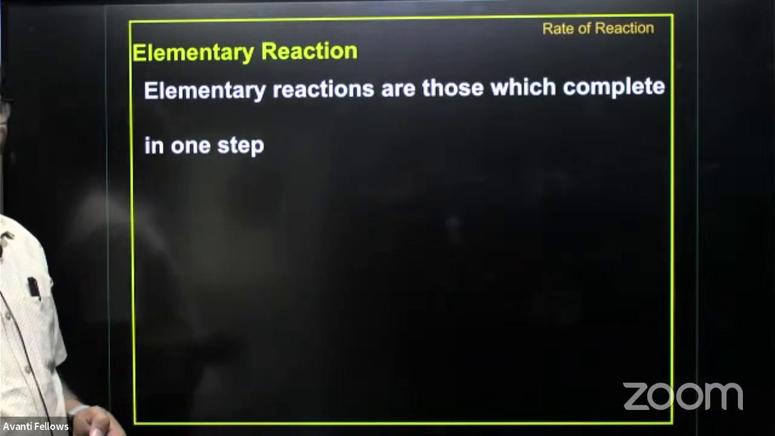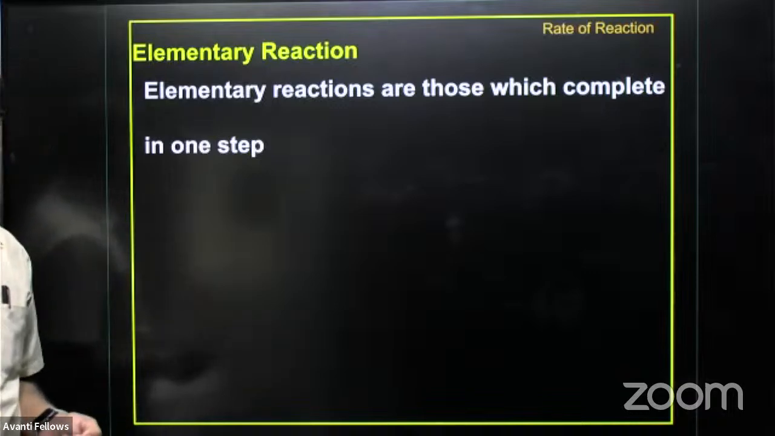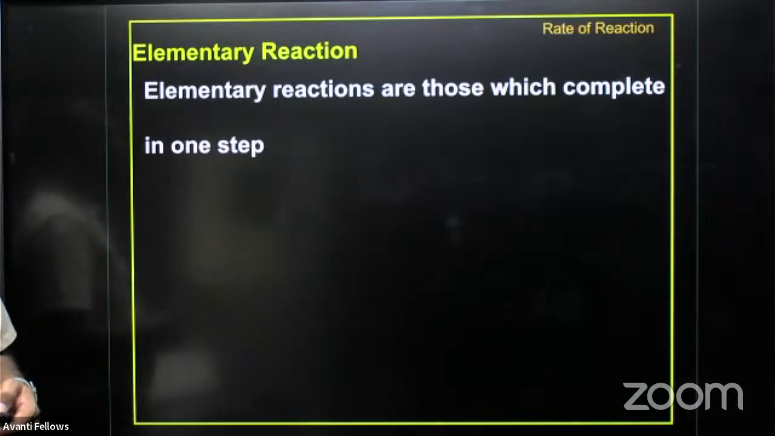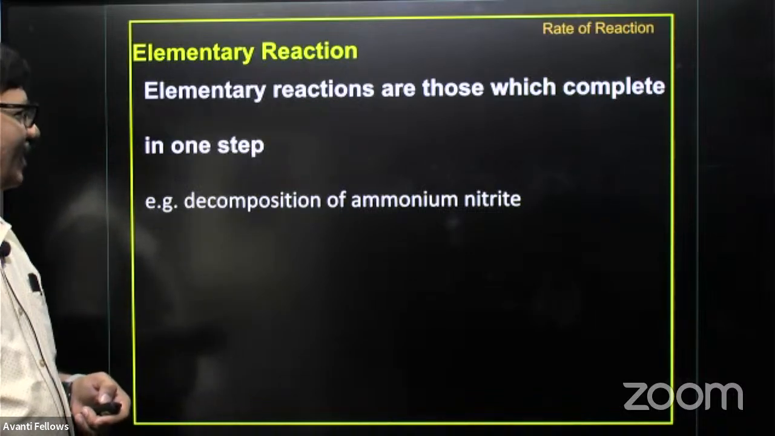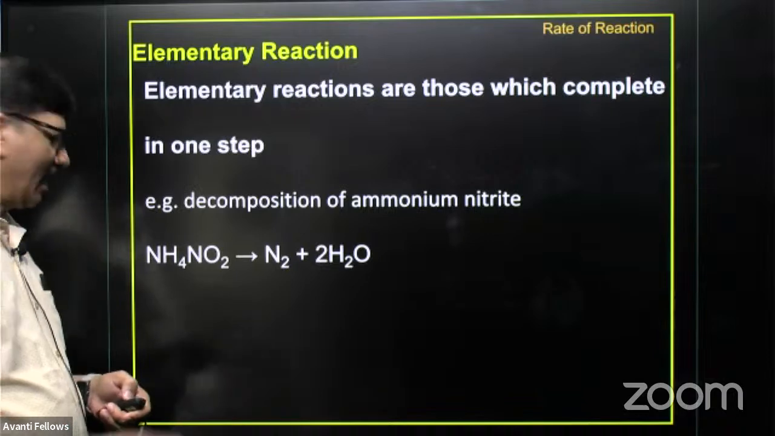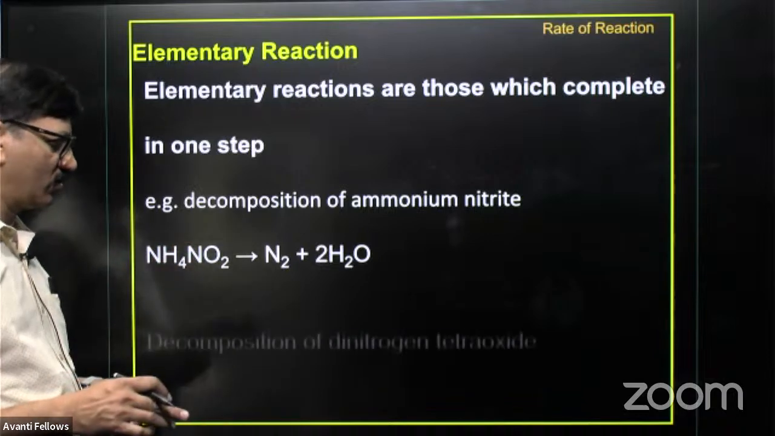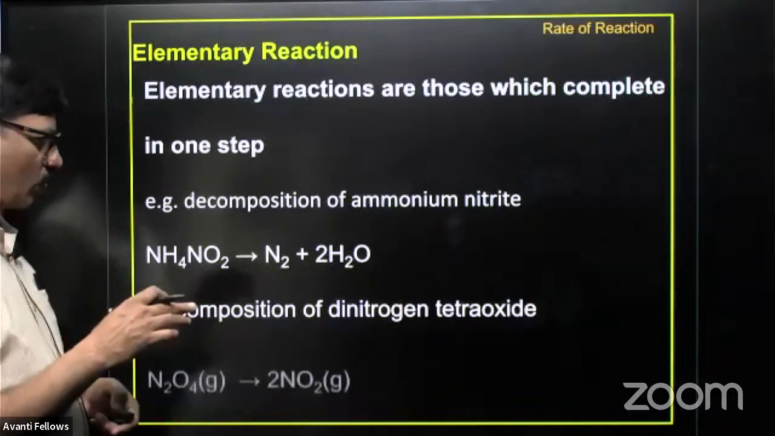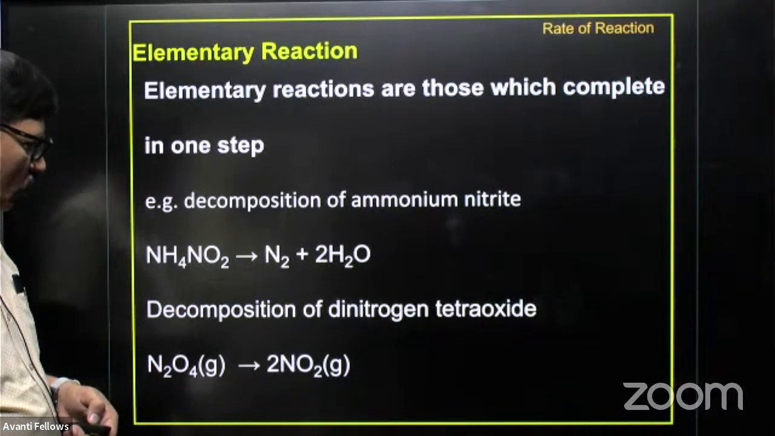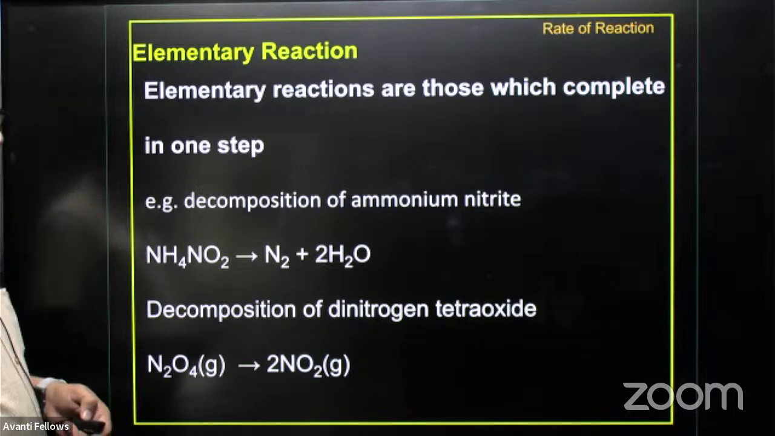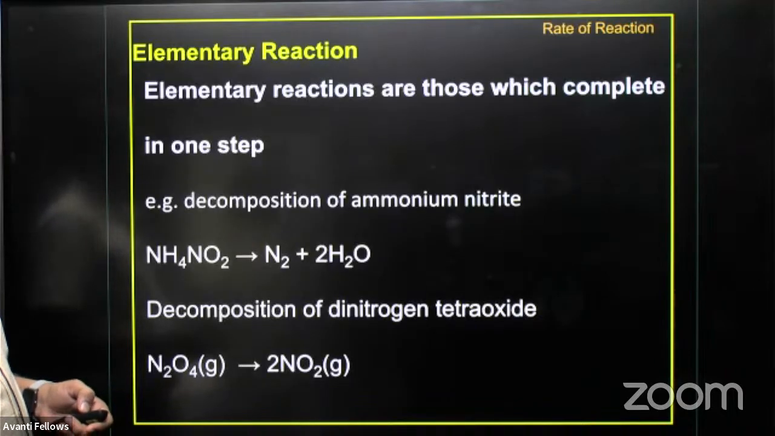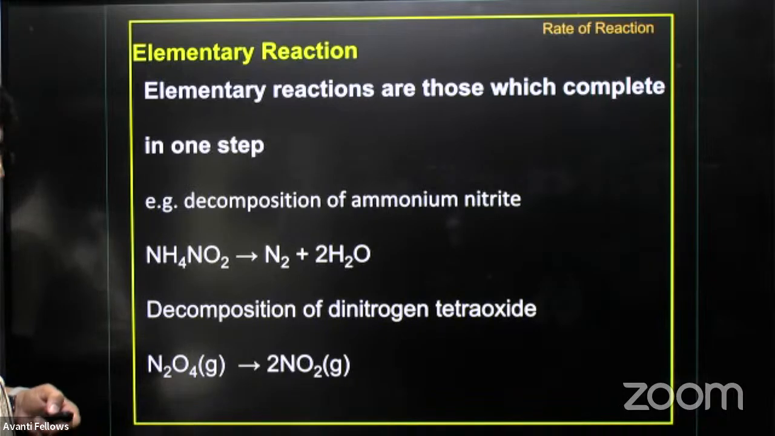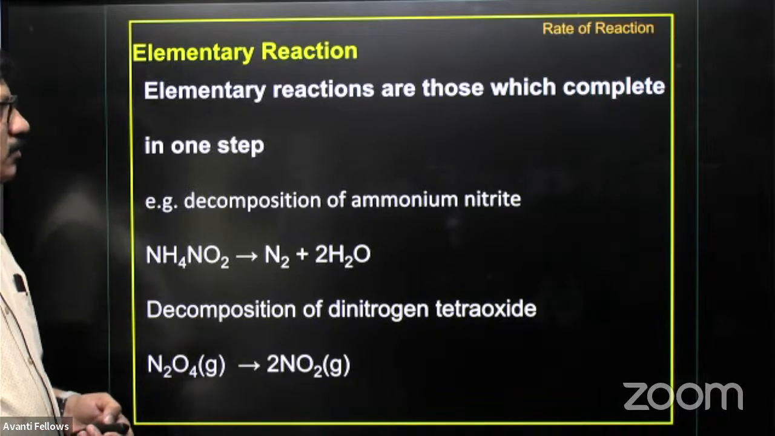I was talking about elementary reactions. What is an elementary reaction? Elementary reactions are those which complete in one step. For example, decomposition of ammonium nitrite, NH4NO2 giving N2 plus 2H2O. Decomposition of dinitrogen tetroxide, N2O4 giving rise to 2NO2. These are all occurring in one step.